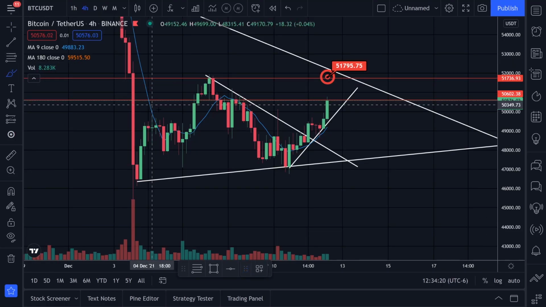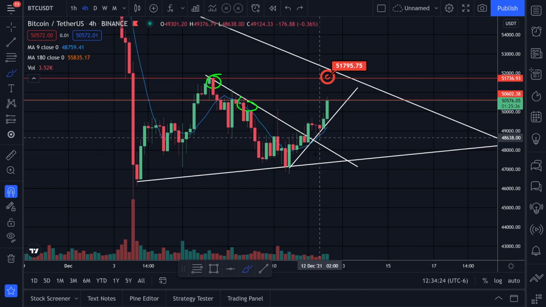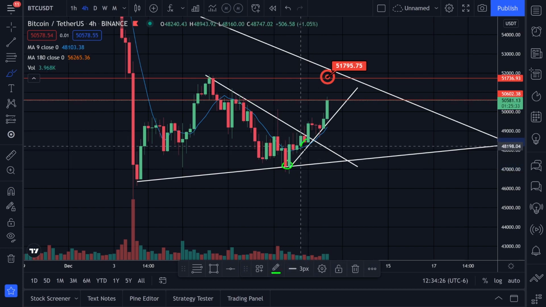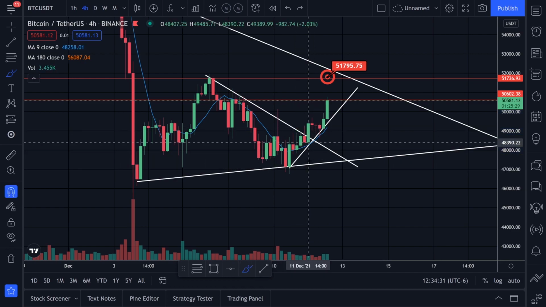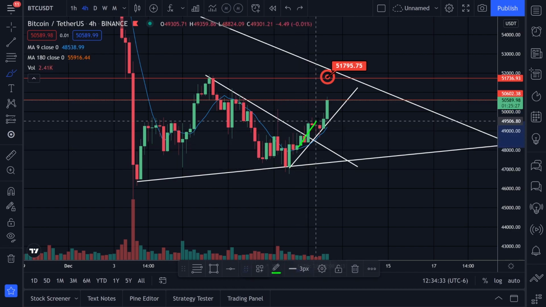Let's take a look at the chart action for Bitcoin. All right, so in yesterday's video, we had resistance right here, and resistance right here. We were also looking at support right here and support right here. I was watching for a breakout to the upside or to the downside, or actually just to see which one broke, and it looks like we broke out to the upside.